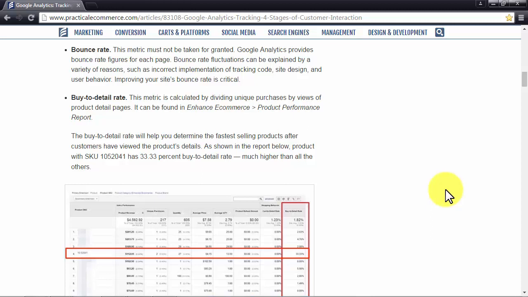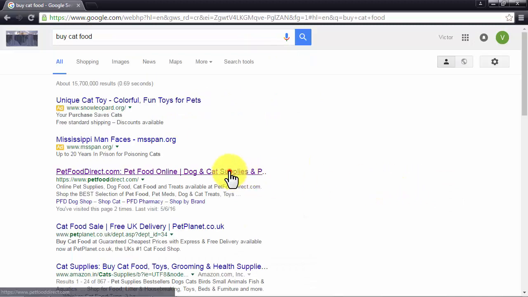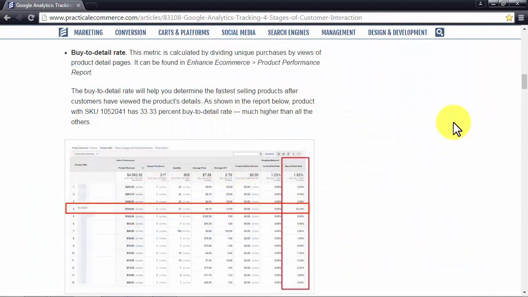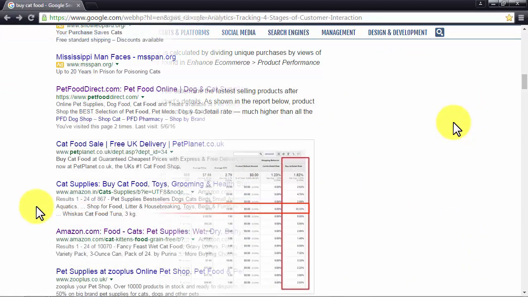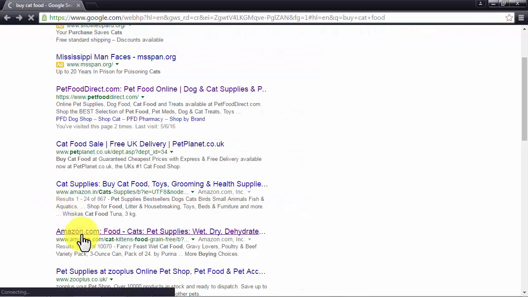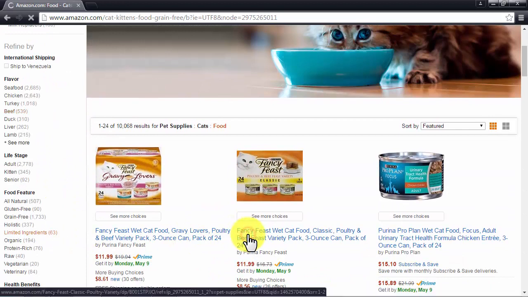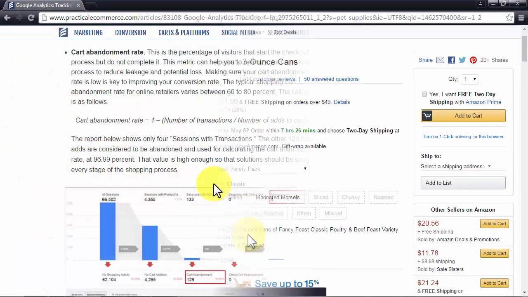One of the most basic engagement metrics to analyze is the bounce rate. It refers to the number of visitors that bounce out of your site after seeing just one page instead of continuing to other pages. One very important metric is the buy to detail. It is the rate at which a product is sold just after visitors check its description and details, without checking other products to make comparisons, so you can learn which products are potential best sellers.